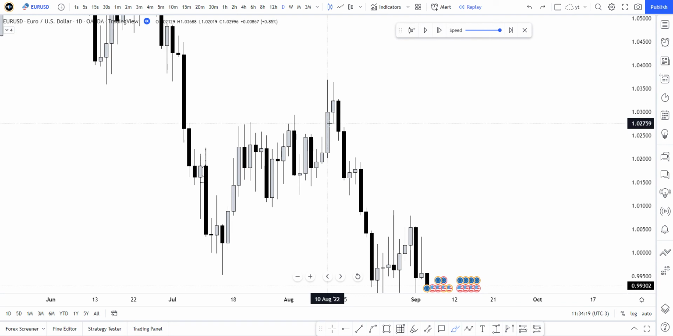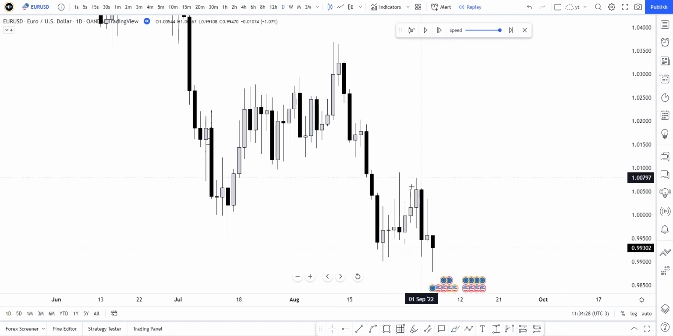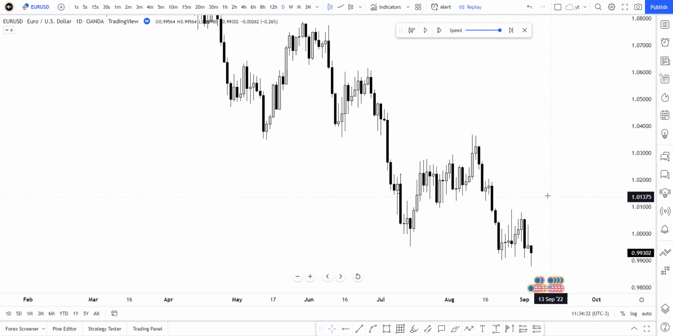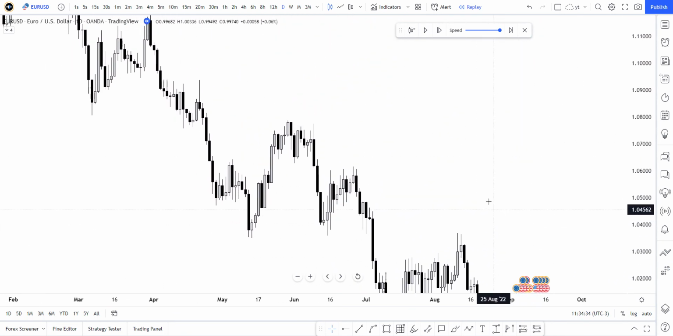I love to see imbalance in the order blocks or supply demand area or a POI, which is basically all the same thing. I like to see imbalance there just to be another confirmation for me that this has a chance to get tapped and continue lower. In this situation, as you can see, it did not get tapped, but again, stuff like this happens.